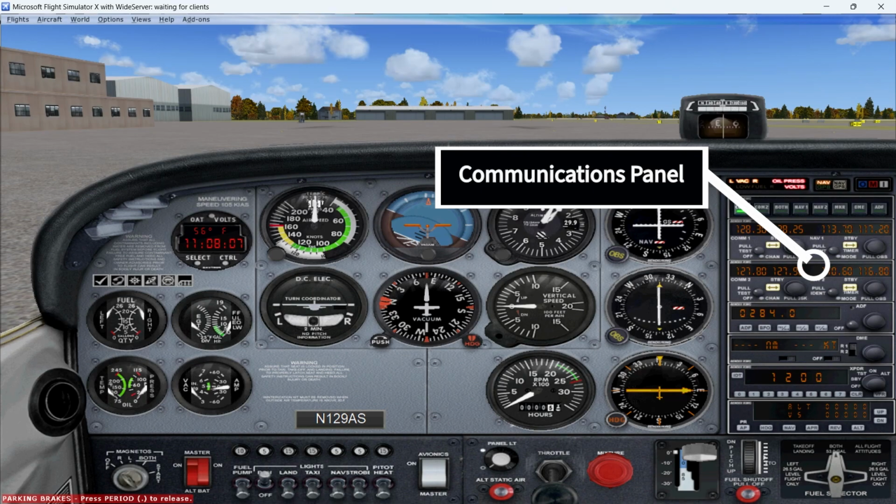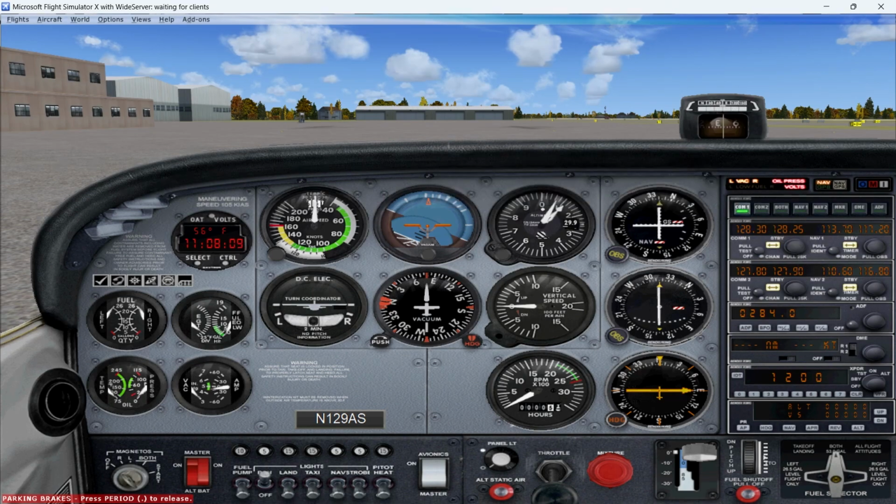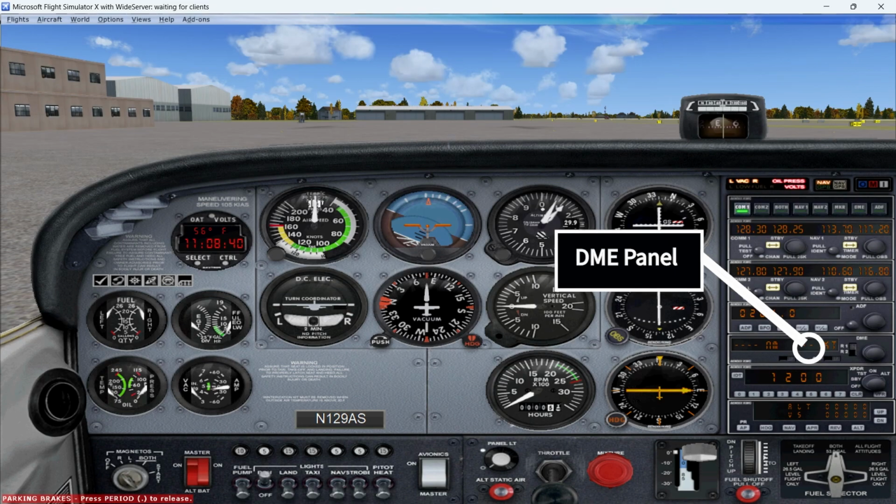It is usually located on the instrument panel of the aircraft and contains a radio transceiver that allows the pilot to transmit and receive messages on a specific frequency. Localizer, ILS, and VOR frequencies can be programmed into the NAV 1 and 2 sections of the comm panel as well. Below the comm panel is the DME panel.